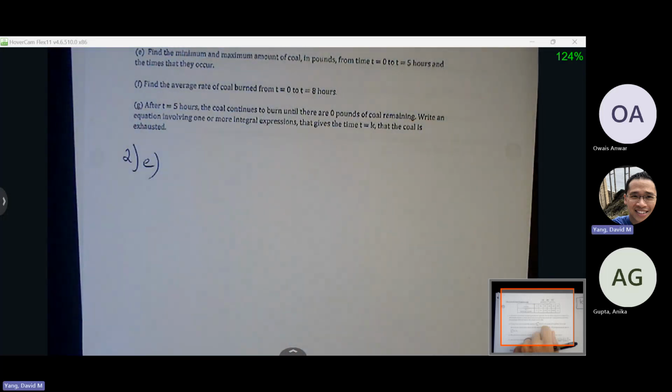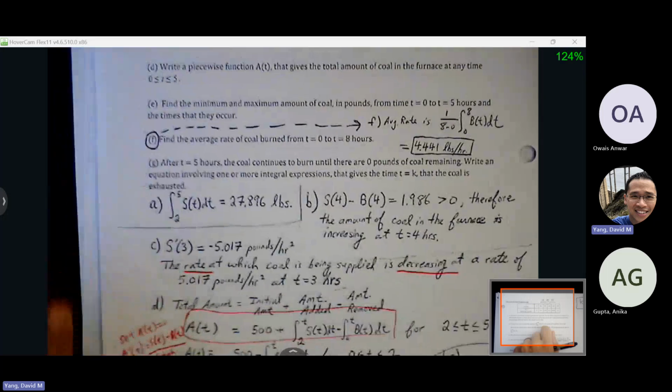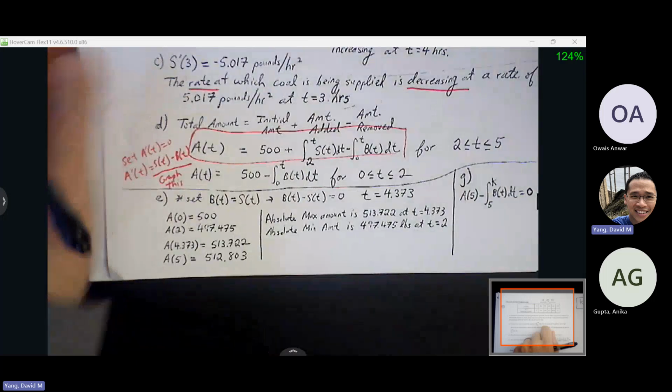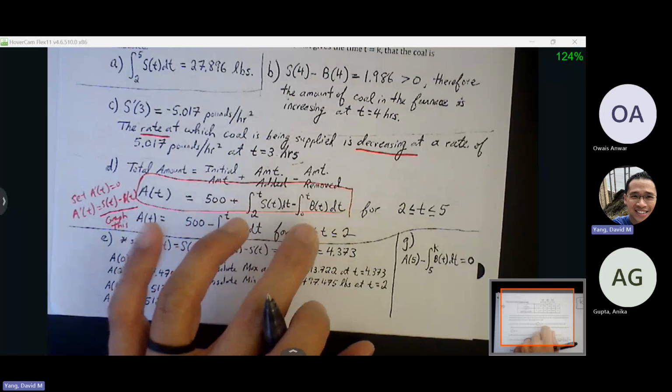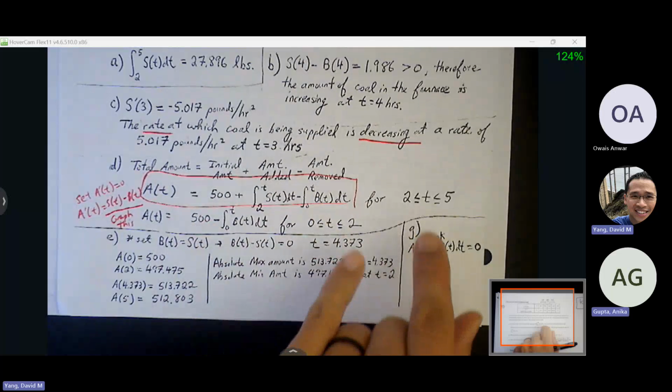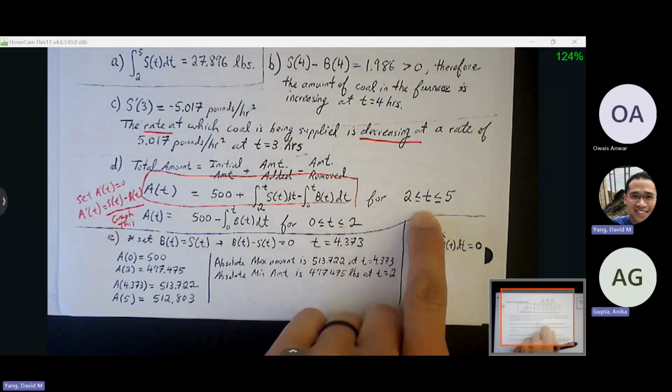So number 2, for E, we basically have to find critical points and endpoints because this is EVT, right? Extreme value theorem. And we have a piecewise function here for A of T. There's different scenarios here.